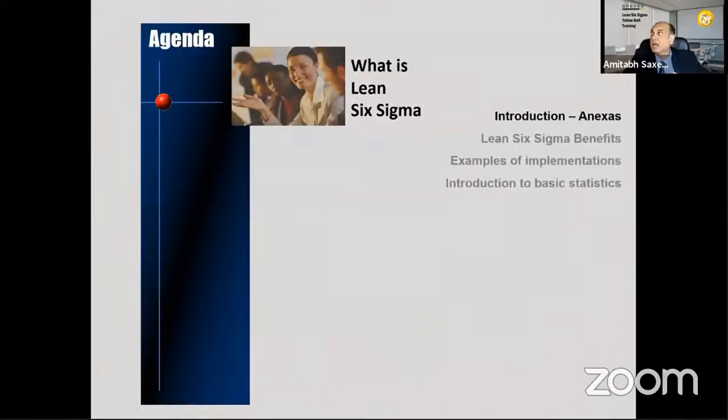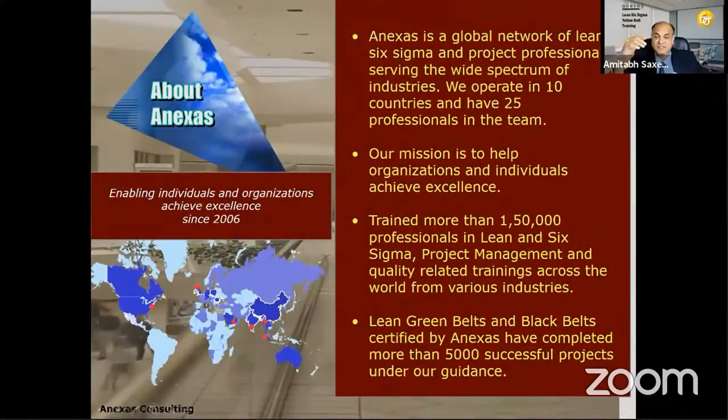First, an introduction to Anexas. To introduce you to the organization, we have been around for the last 15 years. Last week, we celebrated with a very grand ceremony. We have Global Excellence Awards given to different professionals around the world, from the US, Middle East, Europe, India, and Australia. People were awarded for their good work in the process excellence domain. We have trained more than 150,000 people around the world, and 700 of you now get added to that.